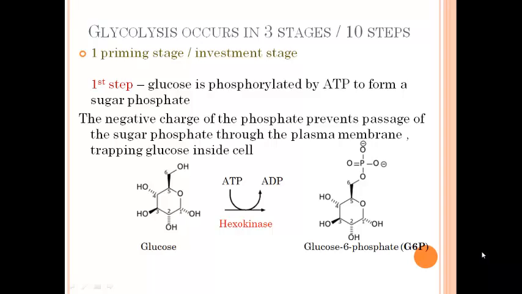The first stage is the priming stage or the investment stage. That means you have to give ATP to gain ATP. As in a business, you have to give money to gain money.